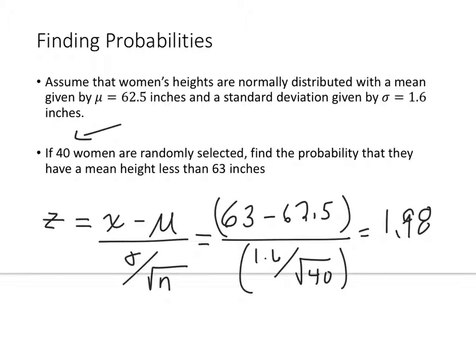1.98. So you can see that with a sample, in this case a sample of 40, we're getting a larger z value, which would make sense. That's the whole deal of the central limit theorem: as our sample size gets larger, we have more data, and of course we're going to get a smaller standard deviation.